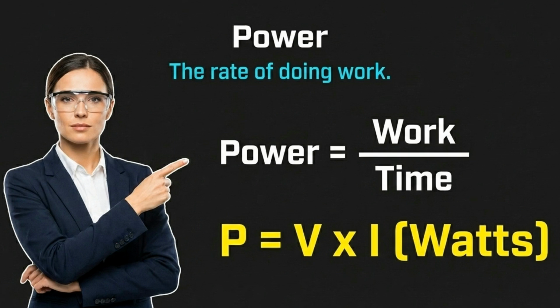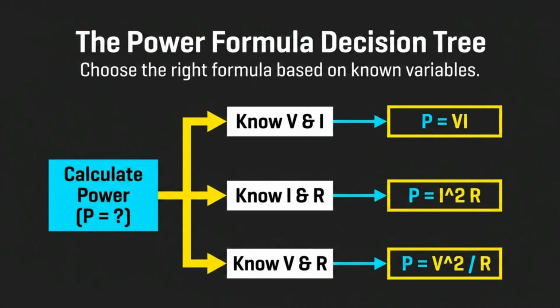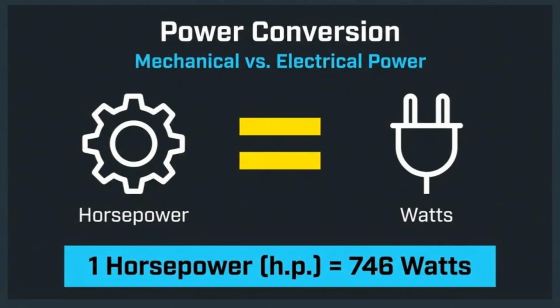In electrical terms, power is voltage times current, measured in watts. The power formula decision tree helps you select the correct formula based on known variables, such as voltage and current, or current and resistance, or voltage and resistance. For power conversion, mechanical horsepower is often converted to electrical watts. 1 horsepower is equivalent to 746 watts.